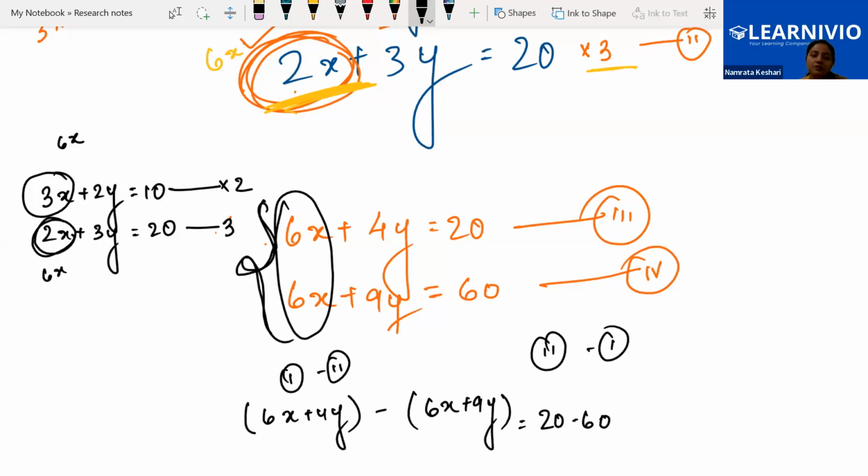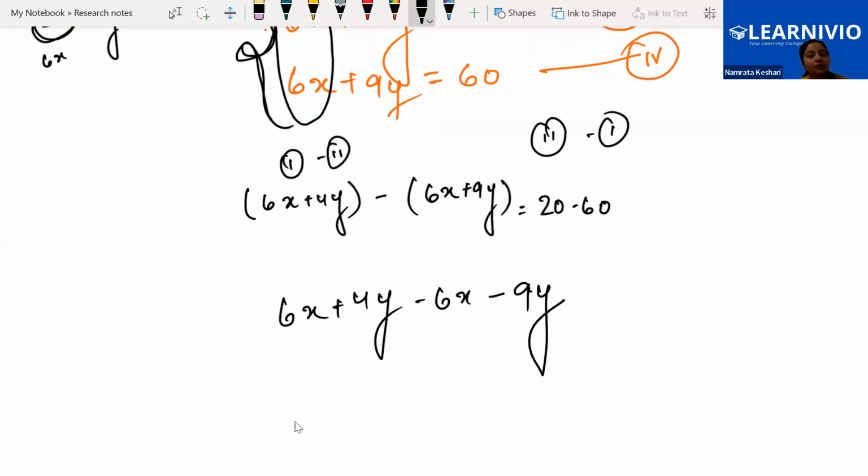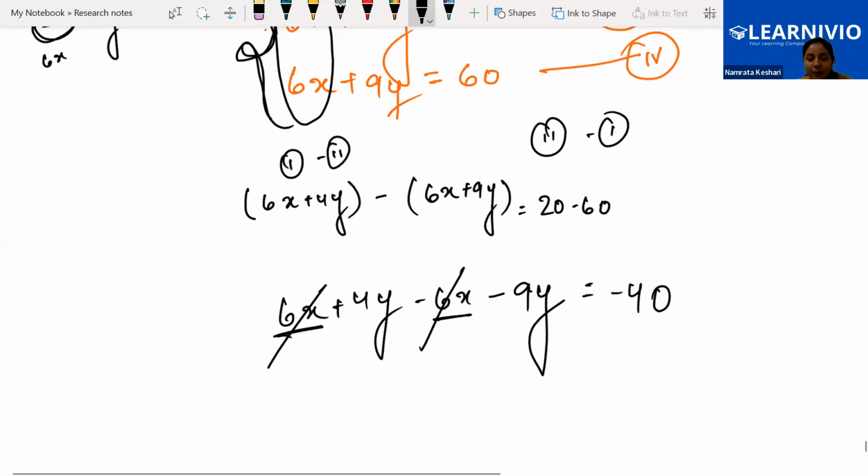Once we open the bracket, it will become 6x plus 4y minus 6x minus 9y. Be careful. 20 minus 60 is what? Minus 40. Can you see? Minus 6x plus 6x. Elimination round is going on and someone got eliminated today. Yes, can you see it? That's why the name is elimination method.